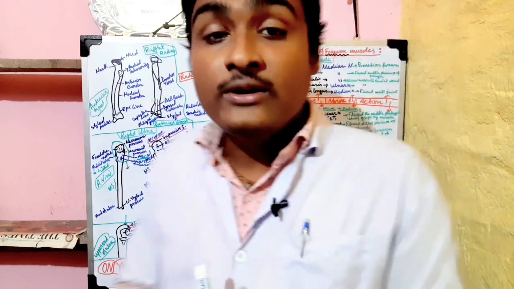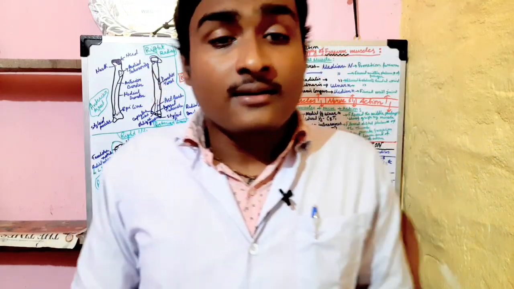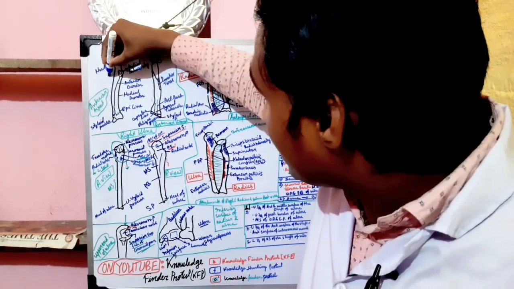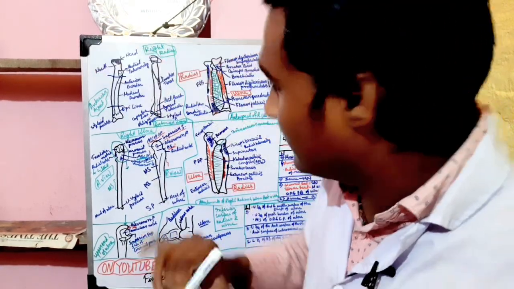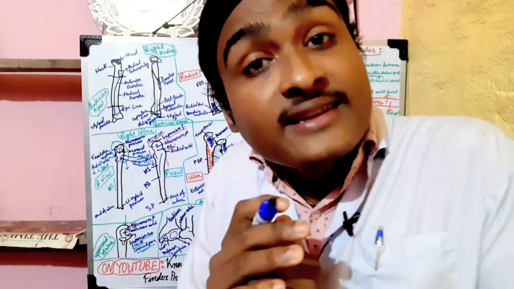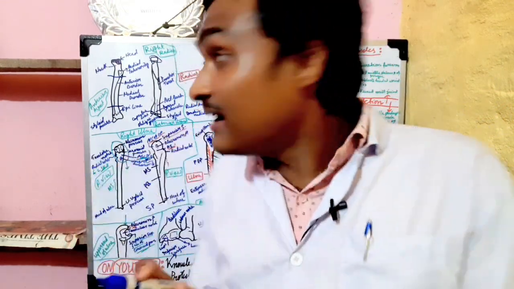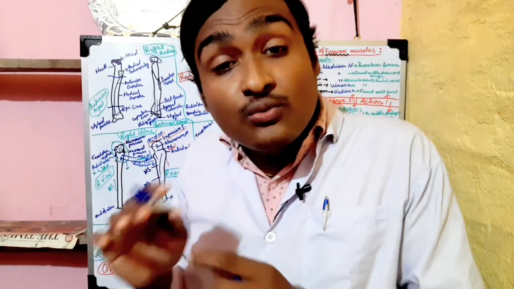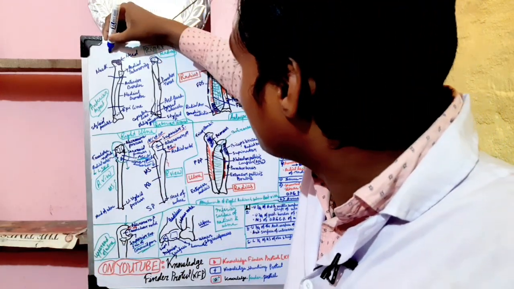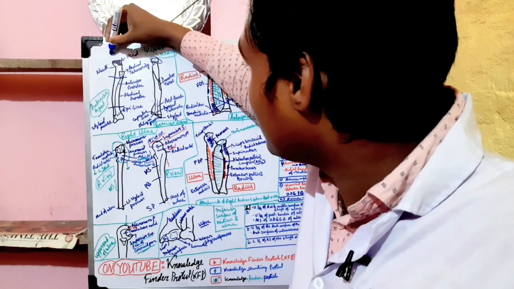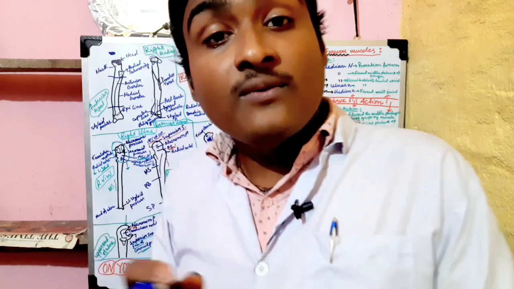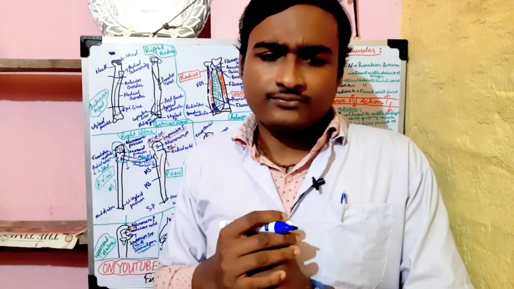Now let's see what the upper end of the radius looks like. You can see this is the upper end, this is the shaft, and this is the lower end. The head is disc shaped and covered by hyaline cartilage. It has a superior concave surface, and it articulates with the capitulum of the humerus to form the elbow joint.